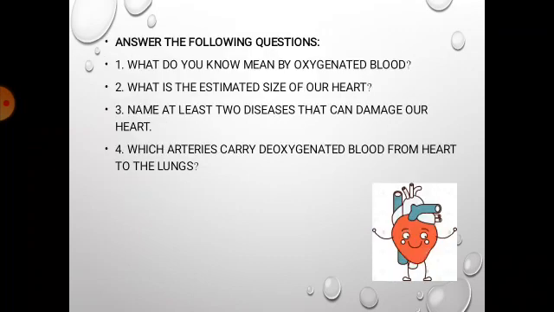Now students, there are some questions related to these topics. The first one is, what do you know about oxygenated blood? Blood that contains oxygen is called oxygenated blood. What is the estimated size of our heart? Name at least 2 diseases that can damage our heart. Which arteries carry deoxygenated blood from heart to the lungs?